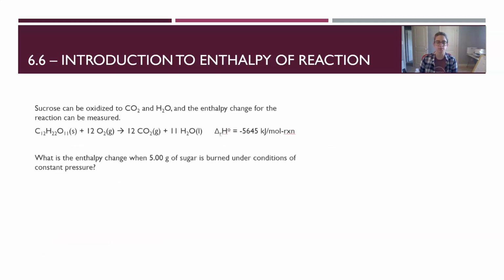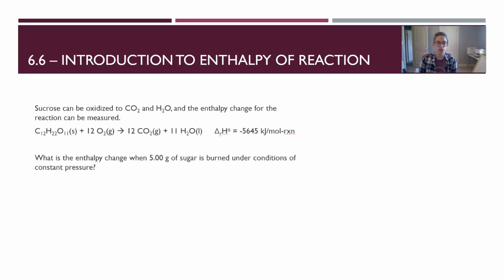So here's our first example. Sucrose can be oxidized to carbon dioxide and water, and the enthalpy change for the reaction can be measured. So the standard reaction enthalpy for this reaction is negative 5,645 kilojoules per mole of reaction. So it's negative, which means that it is exothermic, and we know how much energy per mole of the reaction. So the question then asks, what is the enthalpy change when 5 grams of sugar is burned under conditions of constant pressure?